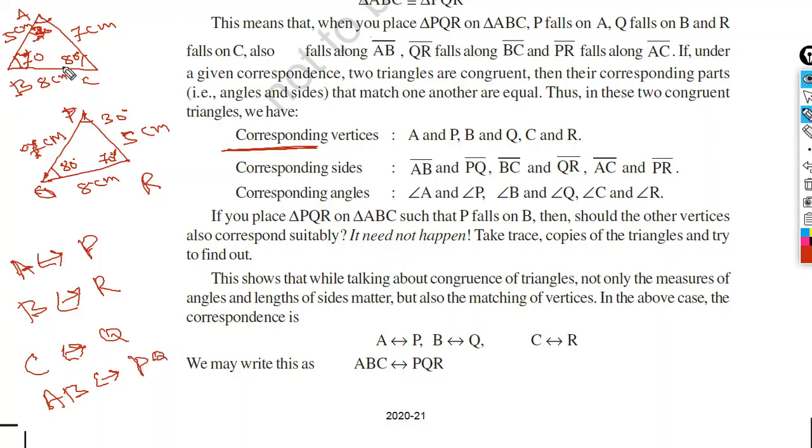Similarly, you can write BC. BC will correspond to here 70, 80, and this is 8 cm. That means BC will correspond to RQ, not QR. Because B point is corresponding to R and C point is corresponding to Q. So we can say BC is corresponding to RQ, not QR. That is why we have written RQ.